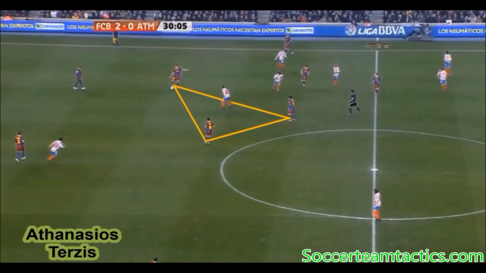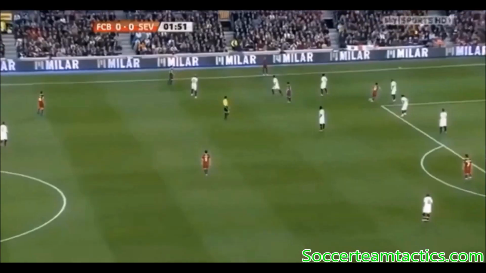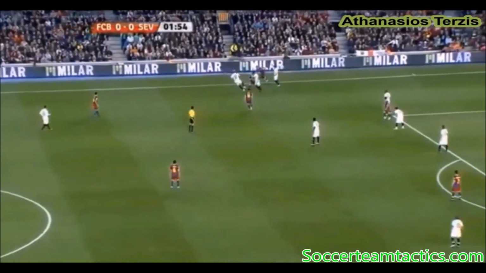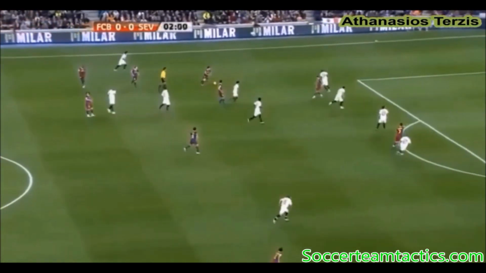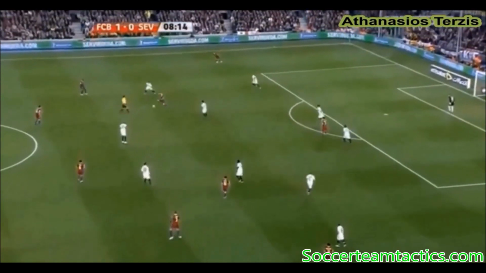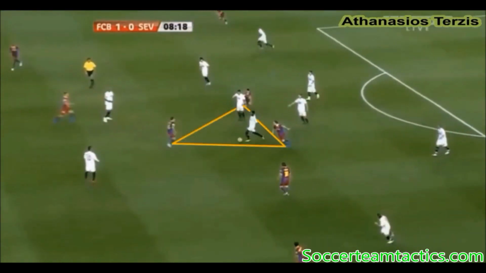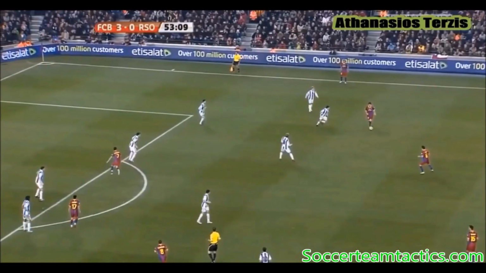On this occasion, you can see the triangle created by Busquets, Xavi and Messi, and how the three players exploit the triangle and quickly react in order to win the ball back. Again, the triangle between the three Barcelona players and their quick reaction enables Busquets to win the ball back for Barcelona. A similar example over here. The triangle between the three Barcelona players and the quick reaction they have results in the regaining of possession.